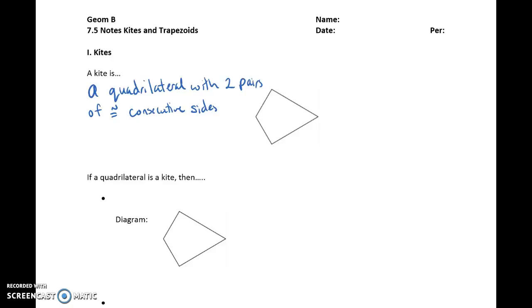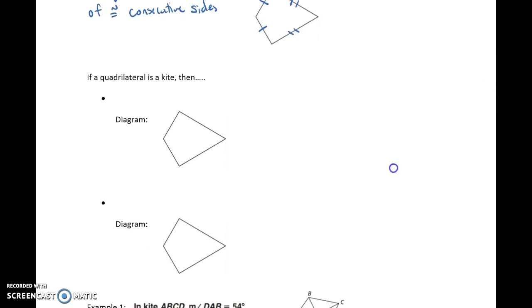Most of you have probably seen or drawn a kite before, so you know these two shorter sides in a typical kite would be congruent, and then these two longer sides would be congruent. So a rhombus is a special kite. If all four sides were congruent, we'd have a special kite, which would be a rhombus.